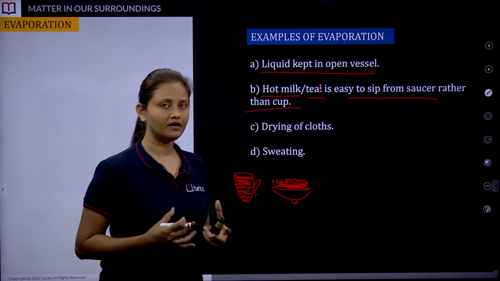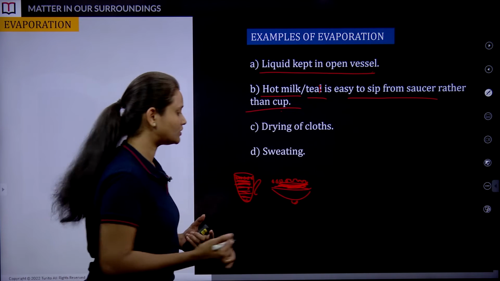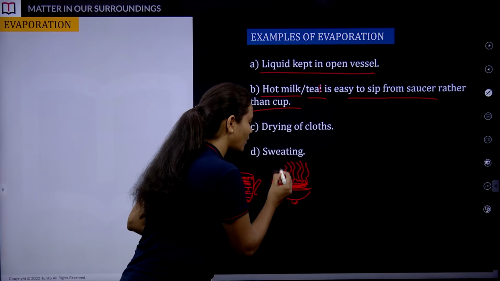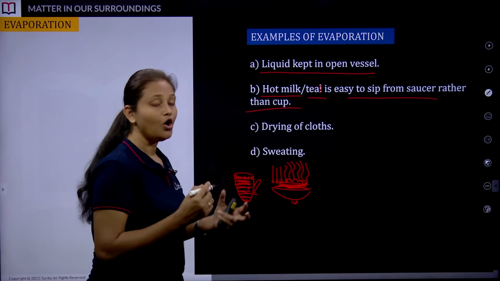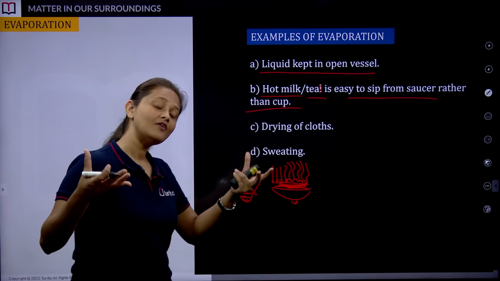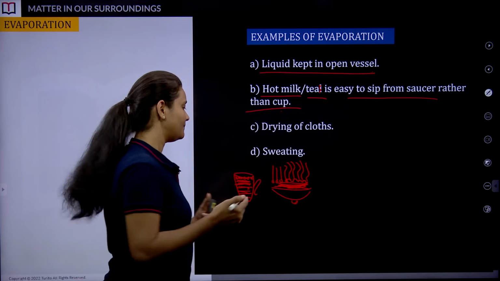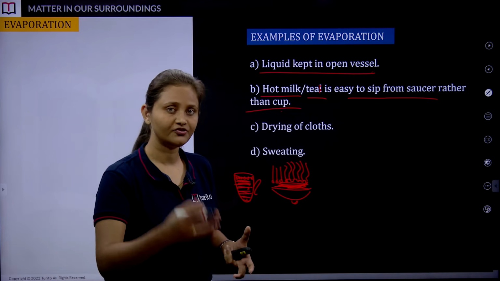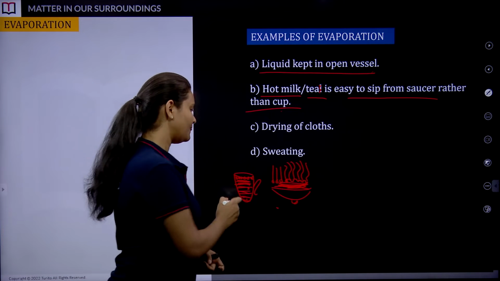Tell me, where do we observe the area is more? Of course on the saucer. So the evaporation rate, or the ability of the molecules to evaporate, is getting faster, right? Because we are having large area than the cup. Okay, that's how eventually we say rate of evaporation is more in saucer than cup.